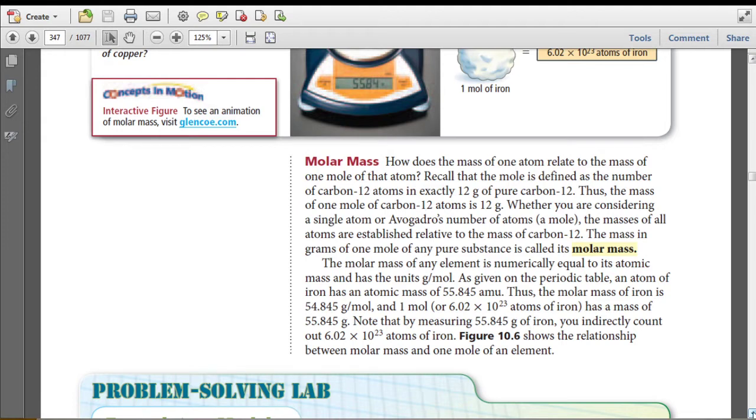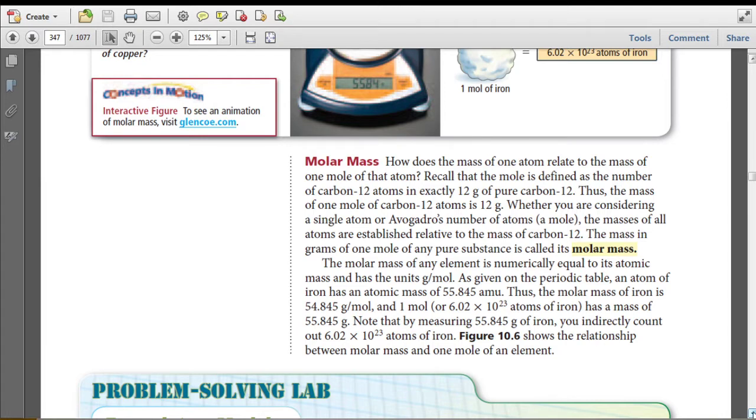How does the mass of one atom relate to the mass of 1 mole of that atom? Recall that the mole is defined as the number of carbon-12 atoms in exactly 12 grams of pure carbon-12. Thus, the mass of 1 mole of carbon-12 atoms is 12 grams. Whether you're considering one single atom, or Avogadro's number of atoms, which we call a mole, the masses of all atoms are established relative to the mass of carbon-12.